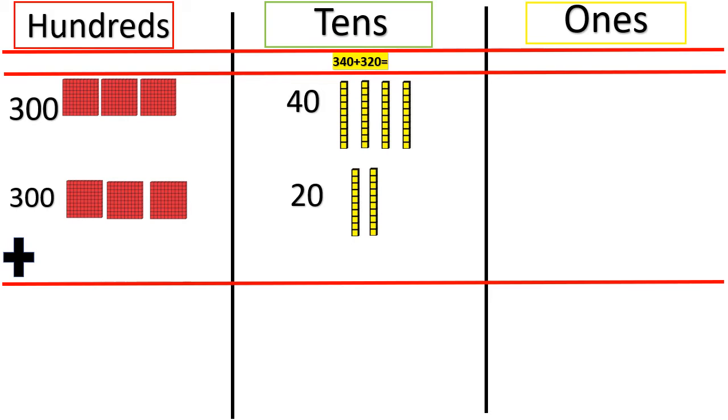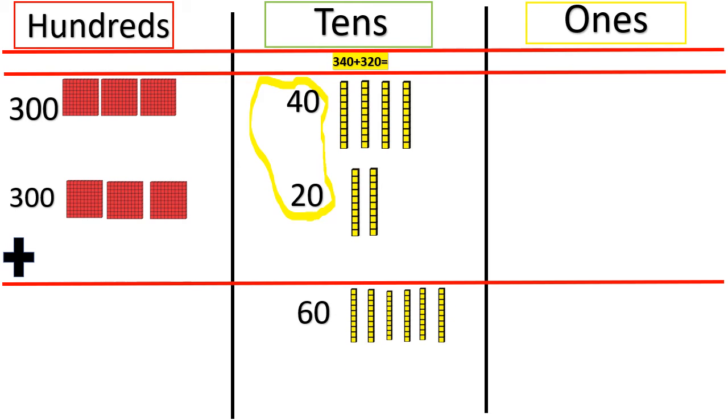So I'm going to add my tens together first. So 40 plus 20, and I'm going to count my base 10 blocks by 10. 10, 20, 30, 40, 50, 60.